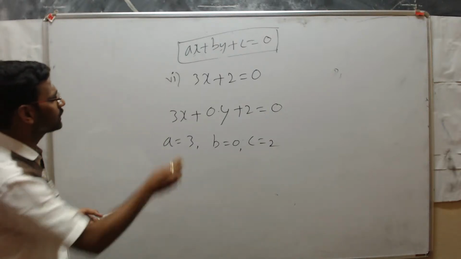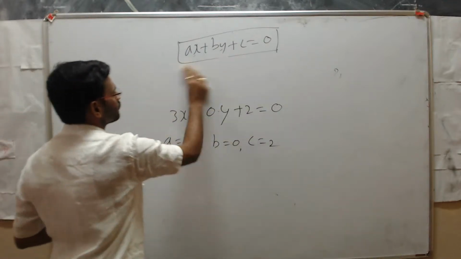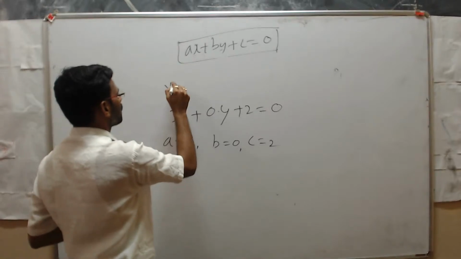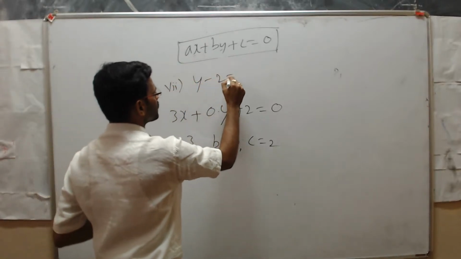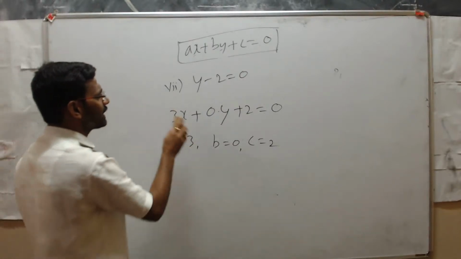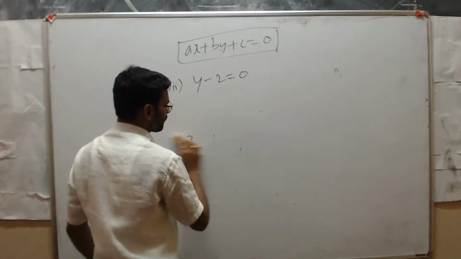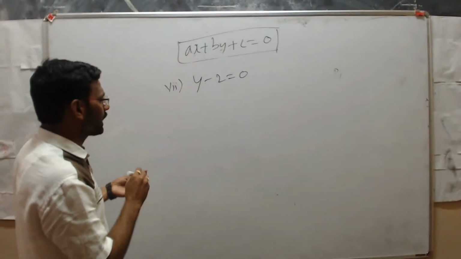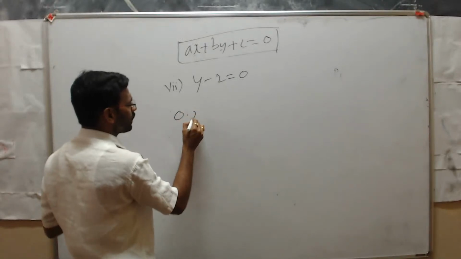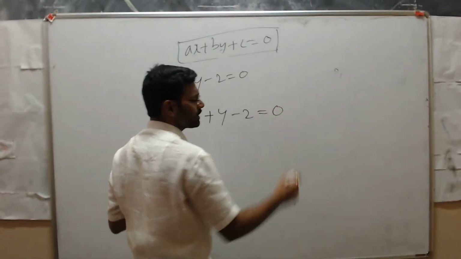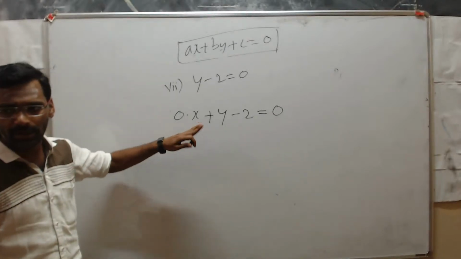Last one. Sorry, seventh one: y minus 2 is equal to 0. Again here there is no x term. How can we convert it into this easy format? Same again: 0 into x plus y minus 2 is equal to 0. 0 into x, 0x, is irrelevant.